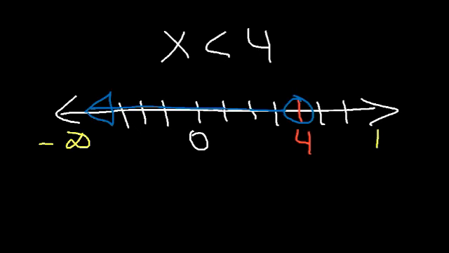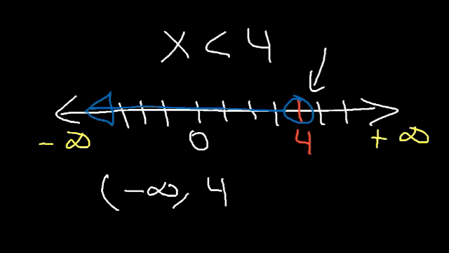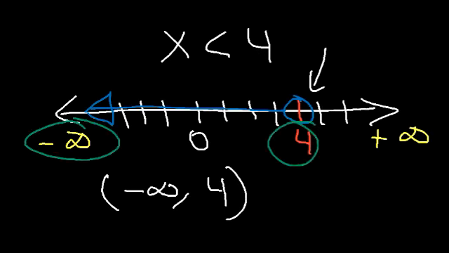So now how can we write the answer using interval notation? In interval notation, you want to view it from left to right. The lowest value on the number line is negative infinity. The highest value is 4. That's where the blue line stops. And it doesn't include 4, so we're going to use parentheses. So it's from negative infinity to 4. It starts here and it stops here.